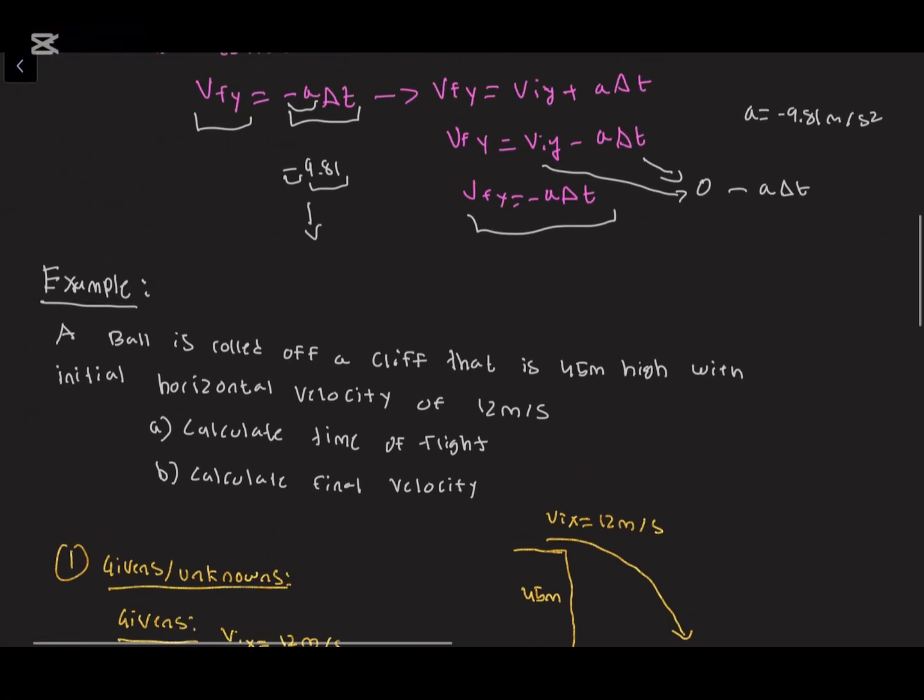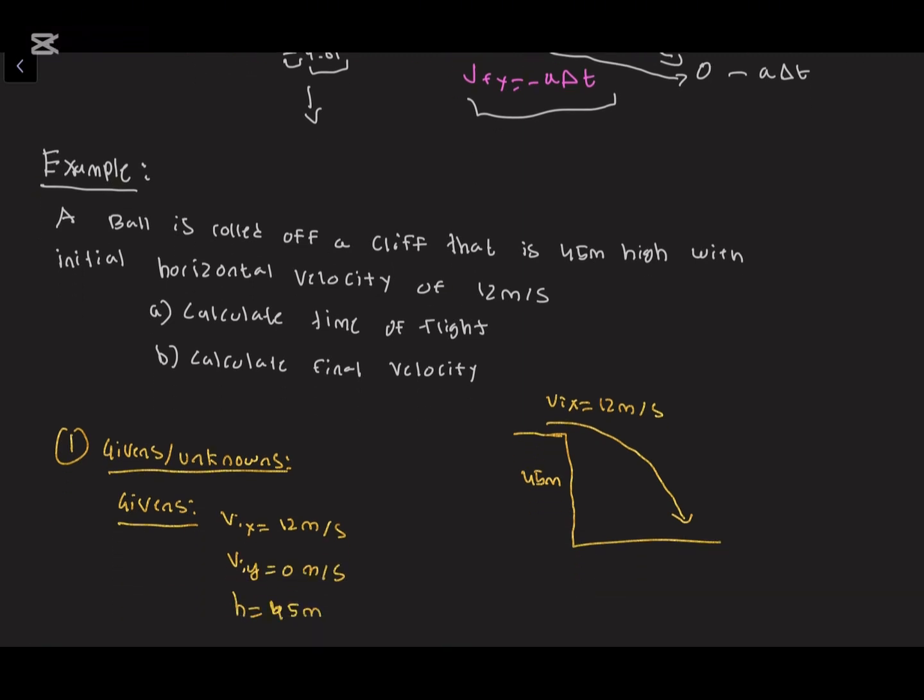So moving on, let's try an example. In this case, we have an example where a ball is rolled off of a cliff that is 45 meters high with an initial horizontal velocity of 12 meters per second. So we have to calculate the time of flight, and then we have to calculate the final velocity.